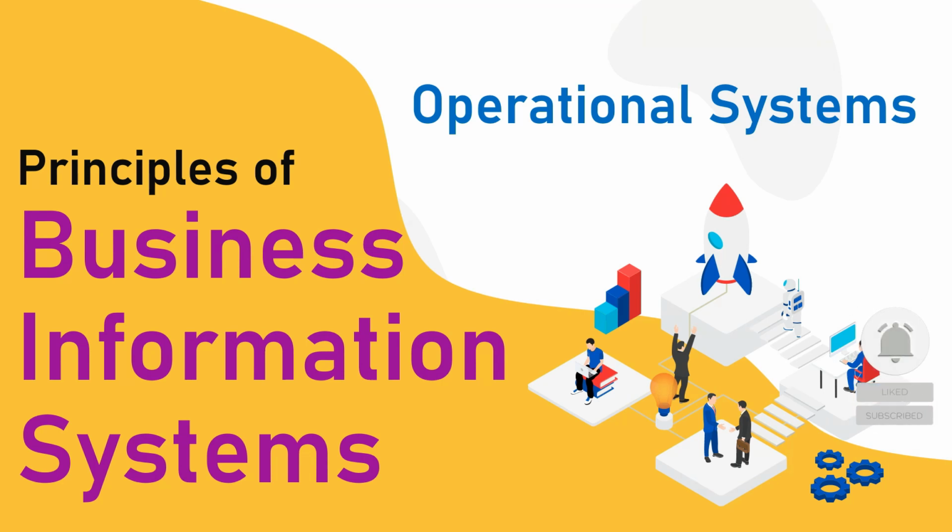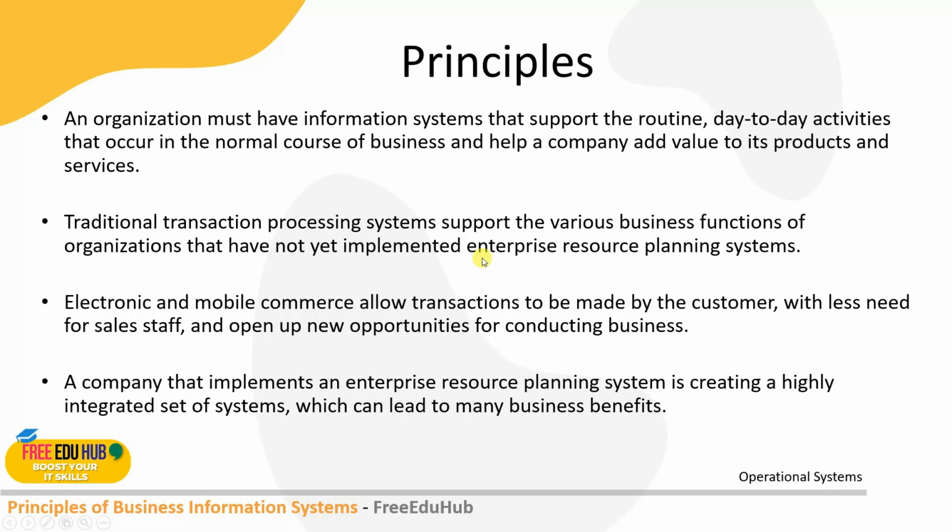Principles of Business Information Systems. Today we are going to start a new chapter, which is about Enterprise Resource Planning Systems. The title of the chapter is Operational Systems.